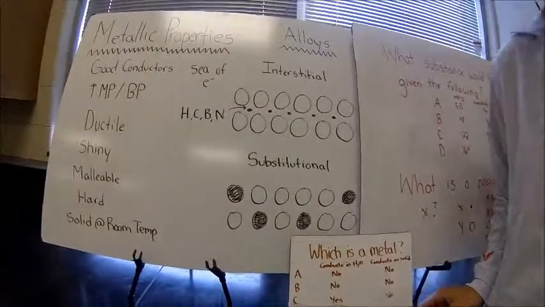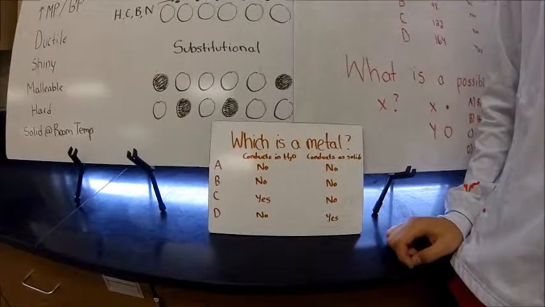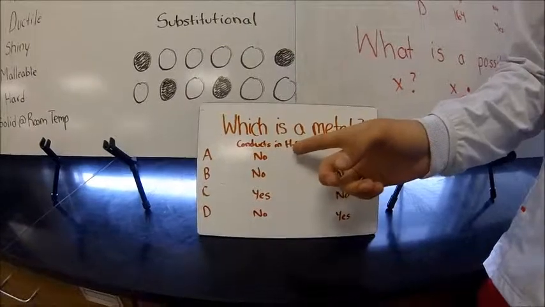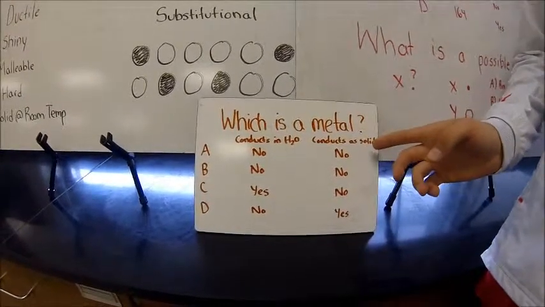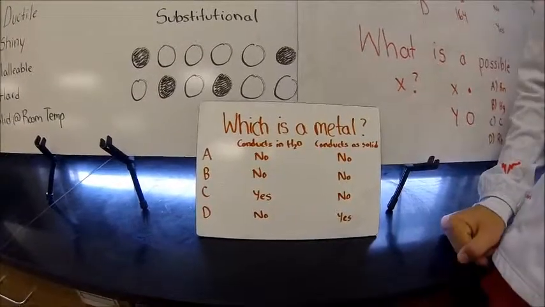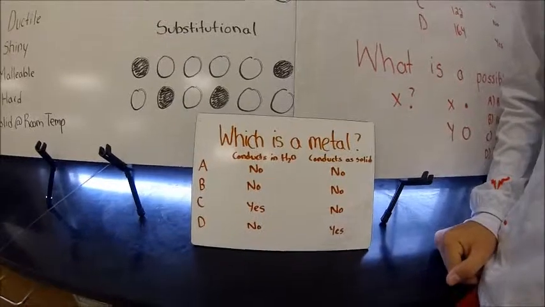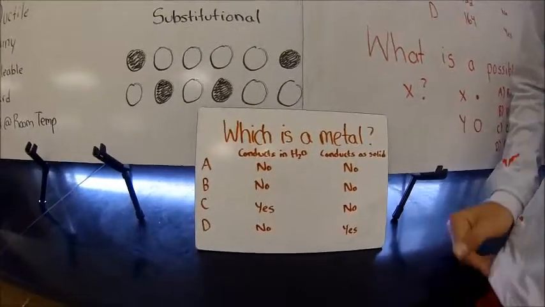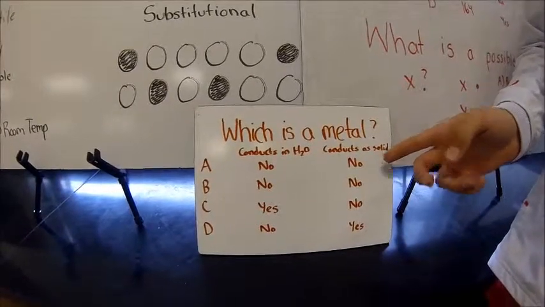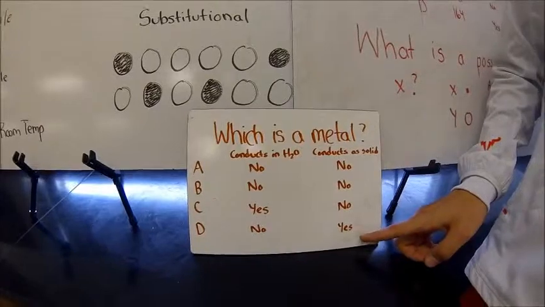Okay, so a practice problem that I have is which is a metal, A, B, C, or D, and the two things are conducts in water and conducts as a solid. So A does not conduct as either, which means it cannot be a metal because metals always conduct as solids. And on this list, D is the only one that conducts as a solid, so our answer has to be D.